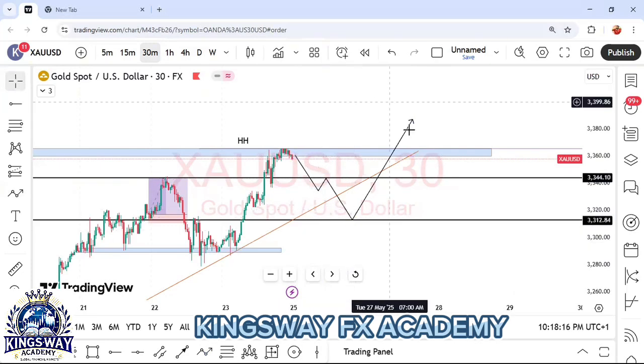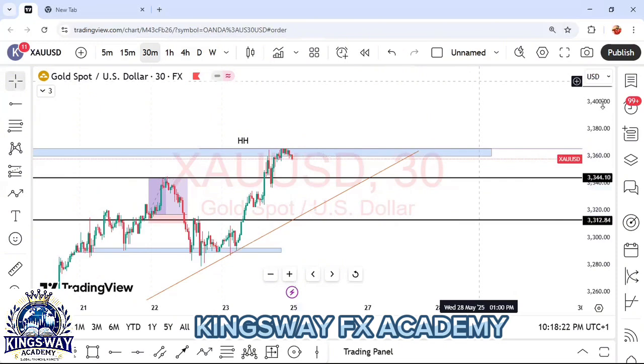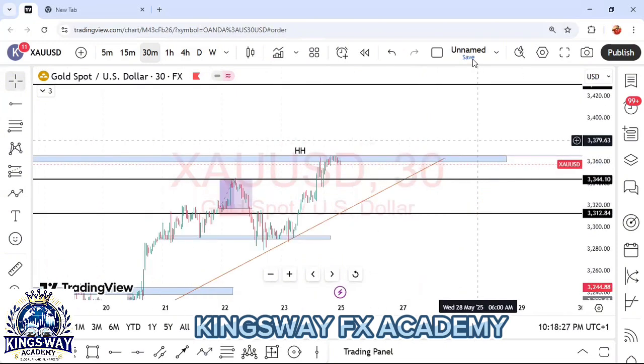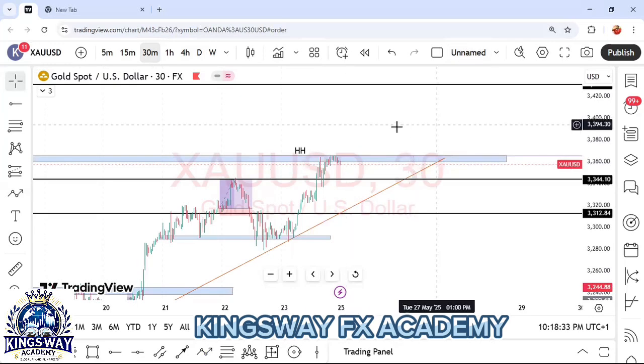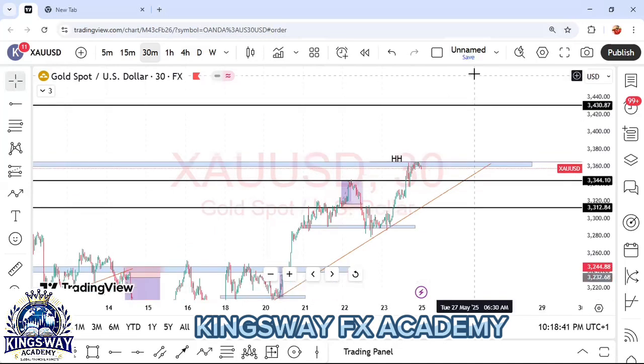But I'm anticipating upward movement in gold more than downward movement. So I am 70% up. I have 70% chances that the market will go up, and 30% chances that the market will push down in the coming week. So these are what I'll be expecting from gold and US30.